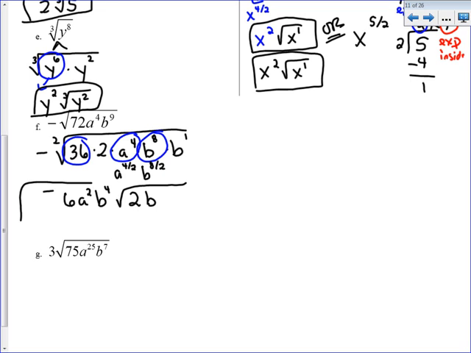So I'm looking at negative. My negative sign's kind of floating. Let me bring that back down. Negative 6 a squared b to the 4th, square root of 2b. Questions? This is like factoring that it's going to be in the rest of chapter 10.